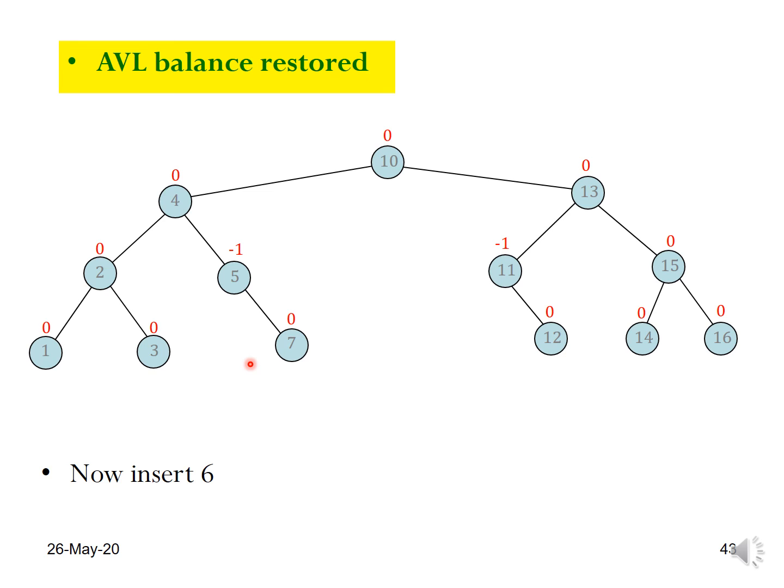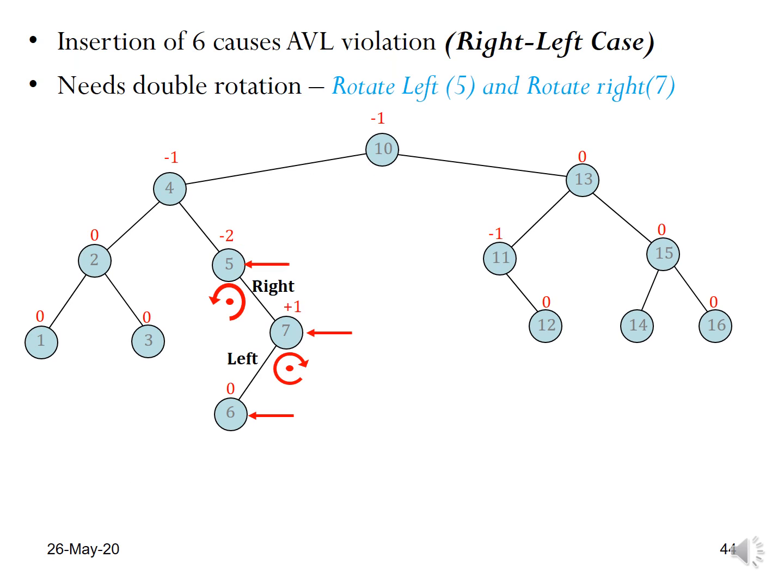This is an AVL tree. Now we will insert 6, because 6 is greater than 5 but less than 7, so it should come on the left hand side of this 7. It will become the left subtree of this 7. After inserting this 6, we will calculate the balance factor of all the nodes.